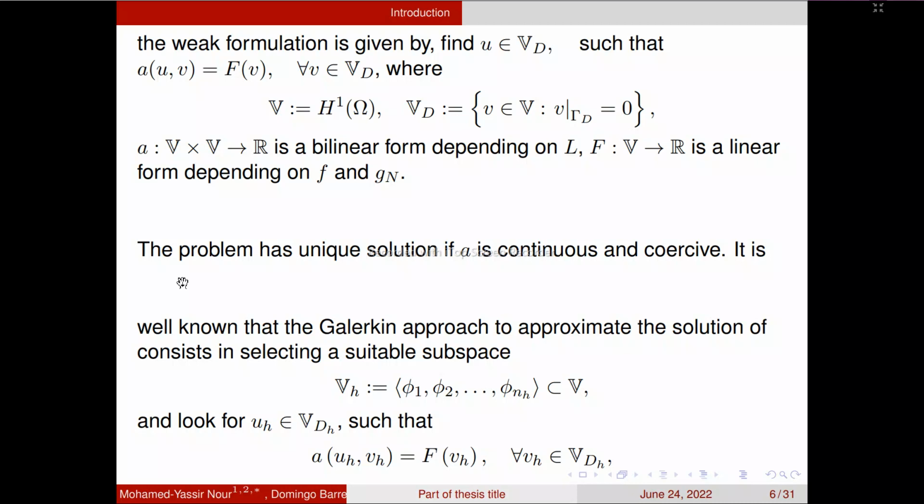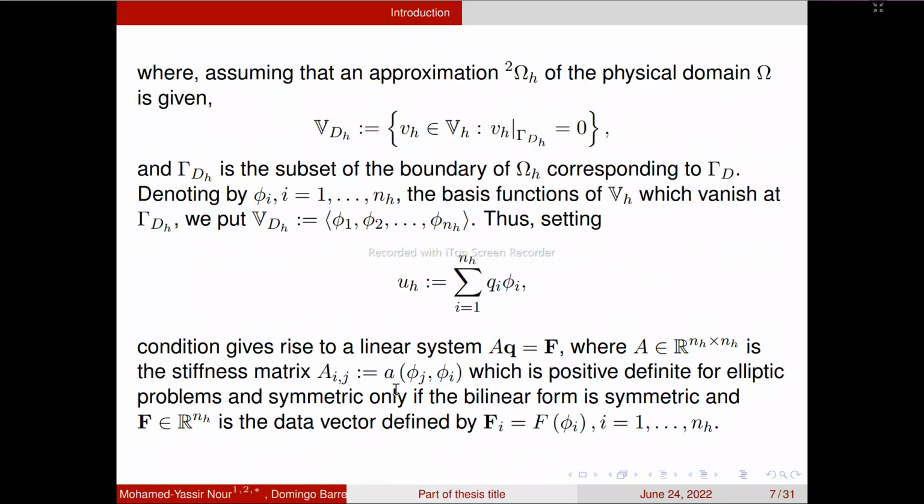And when we want to approximate the solution, as we know, we use the Galerkin approach, which means that we choose a subspace that is included in the real space, that contains the real function, and we try to approximate the solution by using this equation. So in general, we find a linear system like that, and by inverting this system we find the solution.